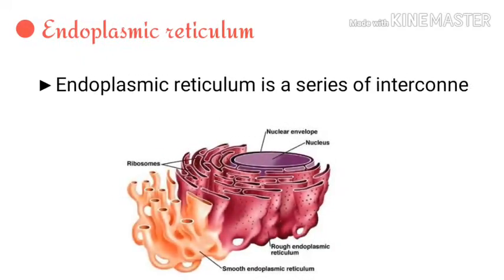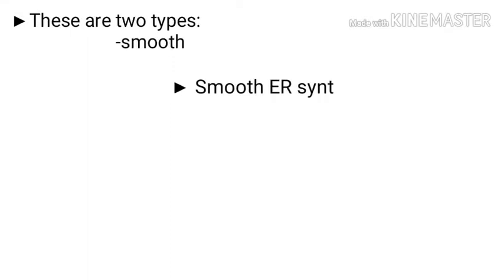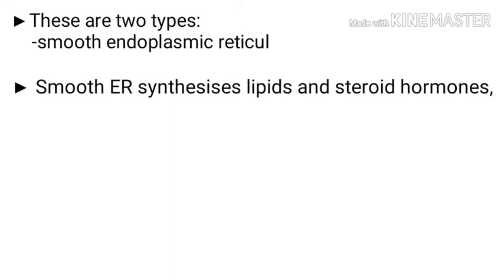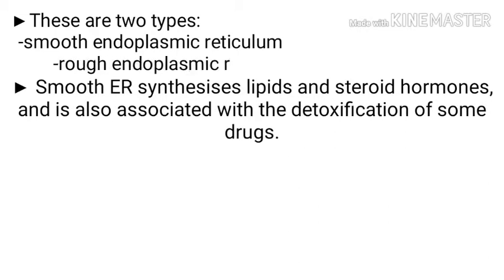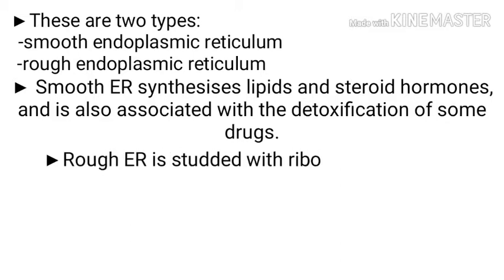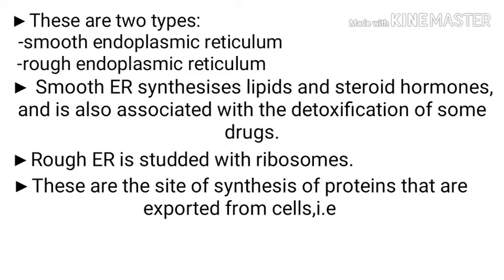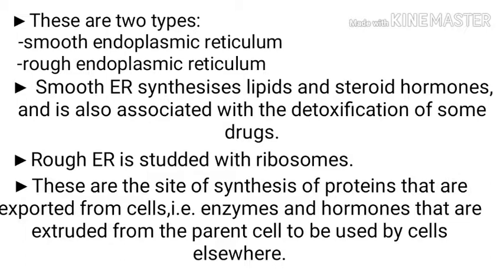Endoplasmic reticulum. Endoplasmic reticulum is a series of interconnecting membranous canals in the cytoplasm. There are two types: smooth endoplasmic reticulum and rough endoplasmic reticulum. Smooth endoplasmic reticulum synthesizes lipids and steroid hormones, and is also associated with the detoxification of some drugs. Rough endoplasmic reticulum is studded with ribosomes. These are the site of synthesis of proteins that are exported from cells, that is, enzymes and hormones that are extruded from the parent cell to be used by cells elsewhere.